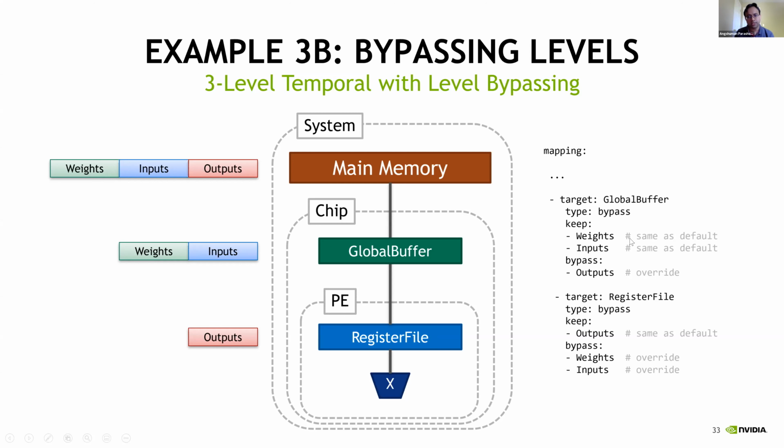And you notice in the comments here that it says same as default, which means if you don't specify keep, the model will assume that by default you want to keep it. And so you actually only need to describe the bypass, which is overriding the default. And so you're saying, hey, bypass the outputs here, and then at the register file, I want to bypass the weights and input activations here. Now, I said that this is the default. This is the default for Timeloop-model. Timeloop-mapper has no default. Because it's a mapper, it's going to look at all possible combinations, and it's going to tell you, hey, I think it's a good idea to keep outputs here, and I think it's a good idea to bypass inputs there, et cetera, et cetera. Okay, but we'll get to that.